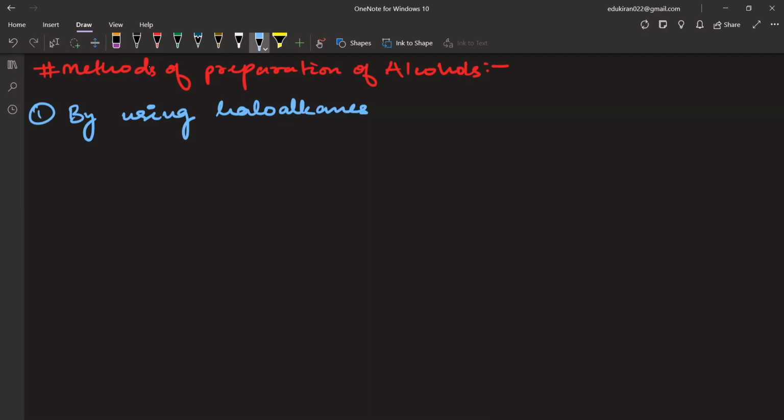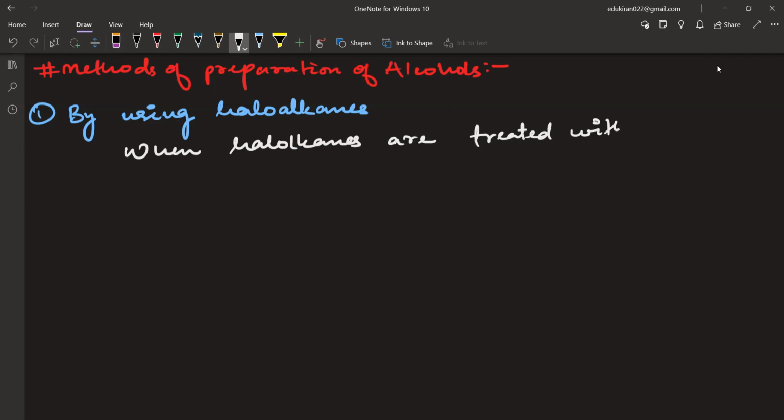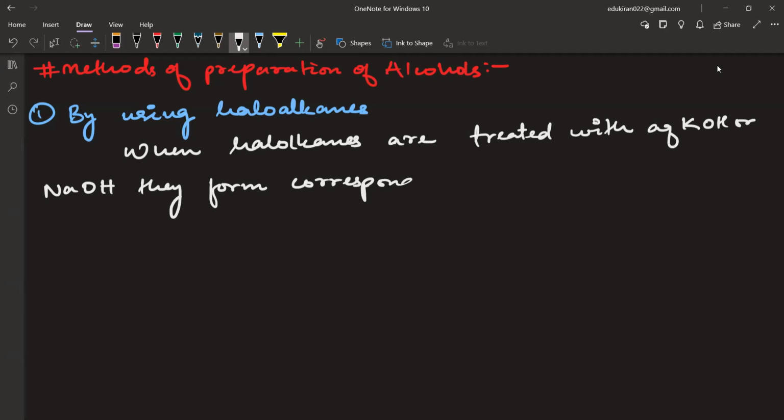Please remember, we are only going to talk about alcohols as of now. For phenols, we'll be looking after alcohols. The first one, please write, using haloalkanes. You have already seen this reaction in the chemical properties of haloalkanes. When haloalkanes are treated with aqueous KOH or NaOH, they form corresponding alcohols.